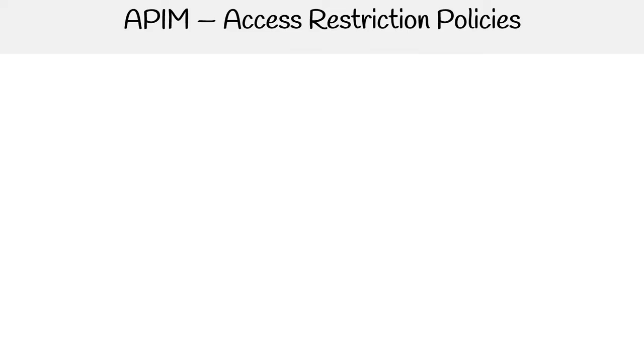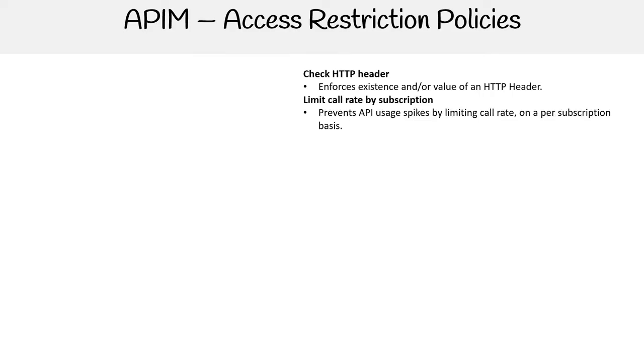We're starting with access restriction policies. The first is check HTTP header, so enforce existence or value of an HTTP header. Then we have limit call rate by subscription, so it prevents API usage spikes by limiting call rate on a per subscription basis. That's pretty cool.